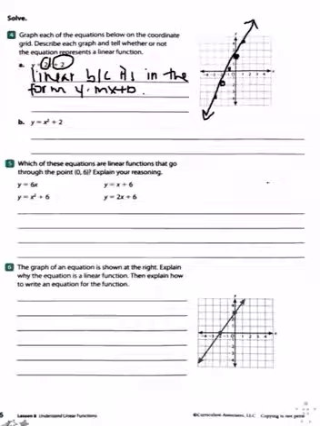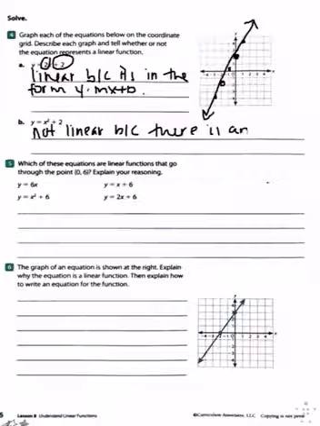For B, it is not linear because there is an exponent. If I was to graph it, I'll graph it in a different color. I'll graph it in blue. My y-intercept, my initial value is still 2, but it's x squared. X squareds are not linear.